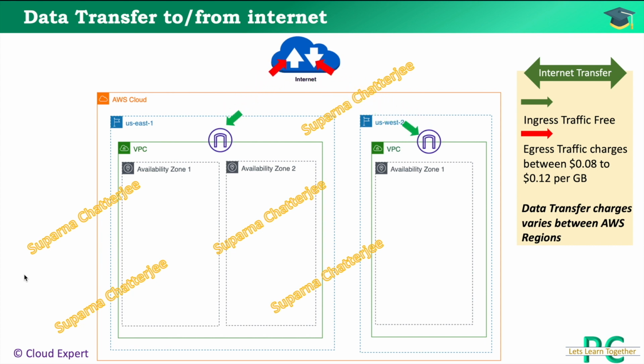Egress data transfer charges are tier based, and the price varies on the amount or volume of data you are transferring from AWS to another cloud provider or to your data center. One more point I would like to highlight here: these data transfer charges are not uniform across regions. Egress data transfer charges vary from region to region.